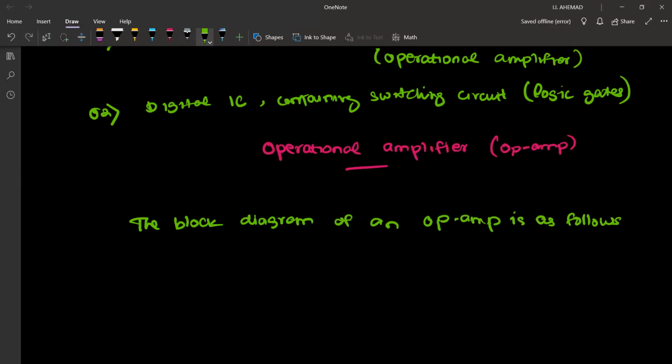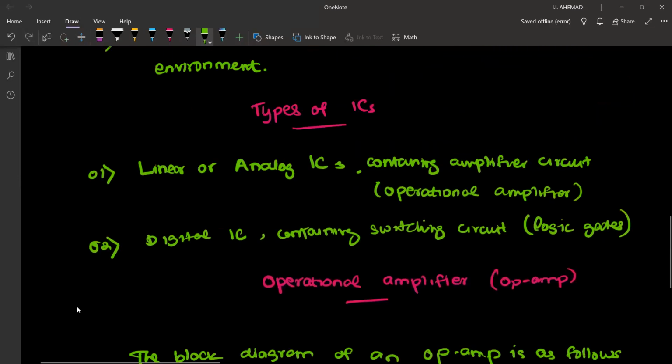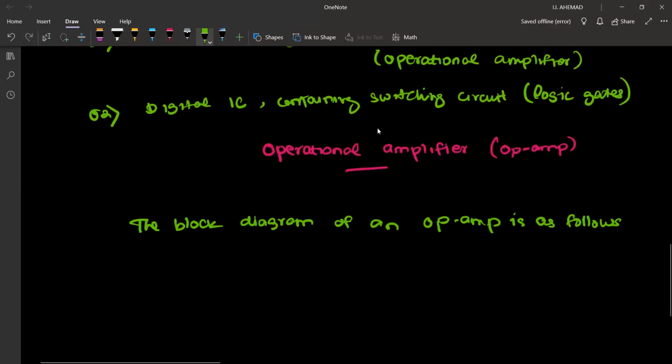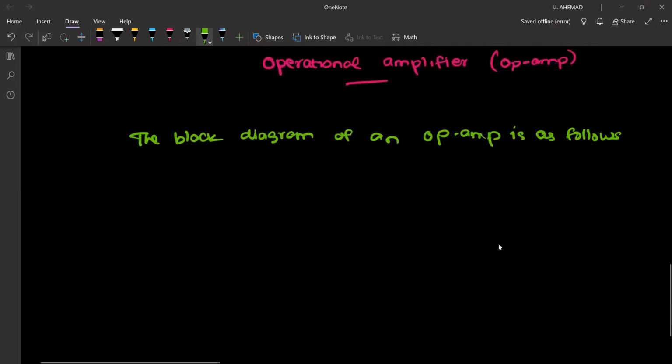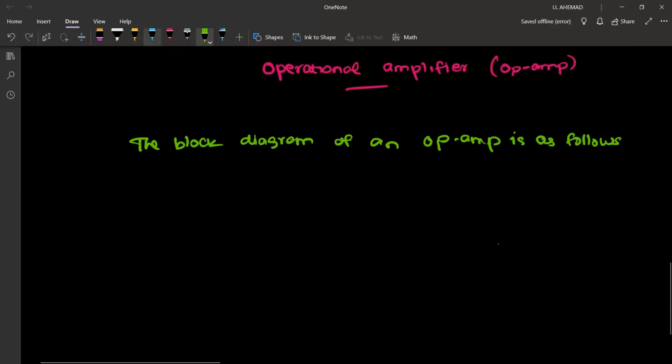So now we are looking at analog ICs. Under that we mention an example as operational amplifier. We will be discussing operational amplifier. So the block diagram of an amplifier, that means it's a diagram. We use a triangle to denote the operational amplifier, and it has two input terminals and one output terminal.